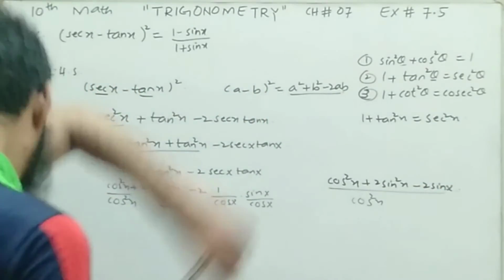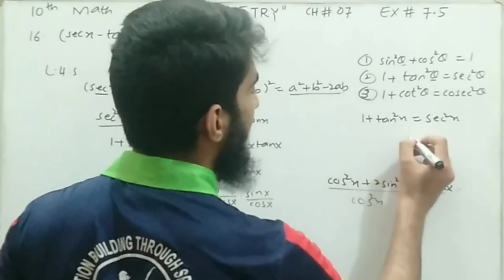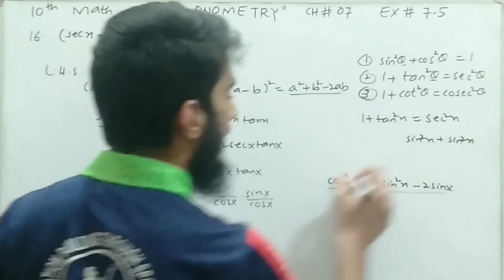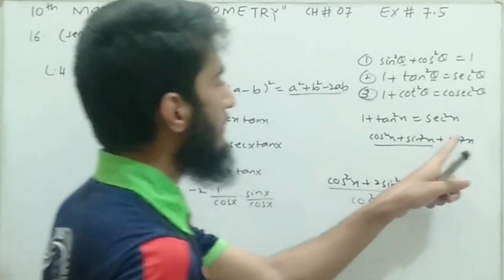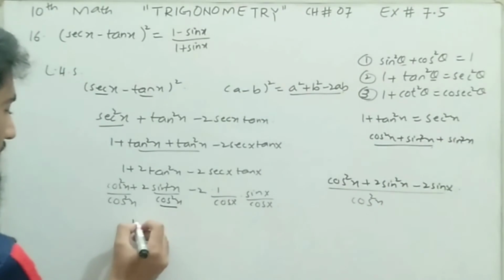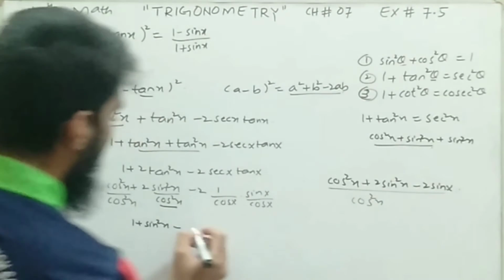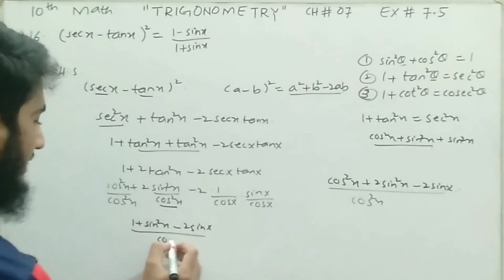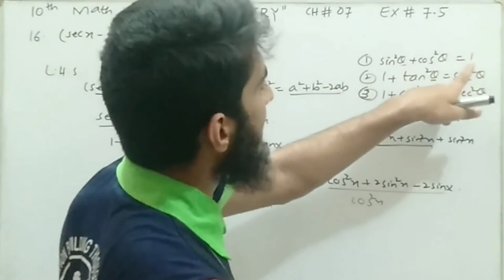Now after this, you know that cos square x plus 2 sin square x can be written as sin square x plus sin square x, and over here we have cos square x. So this is equal to 1 plus sin square x. So 1 plus sin square x minus 2 sin x in the numerator, and the whole divided by cos square x.